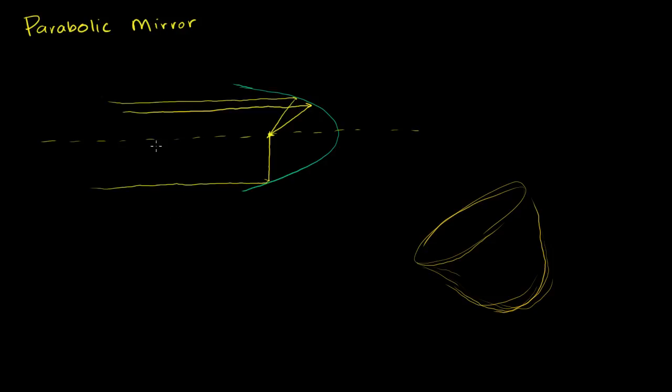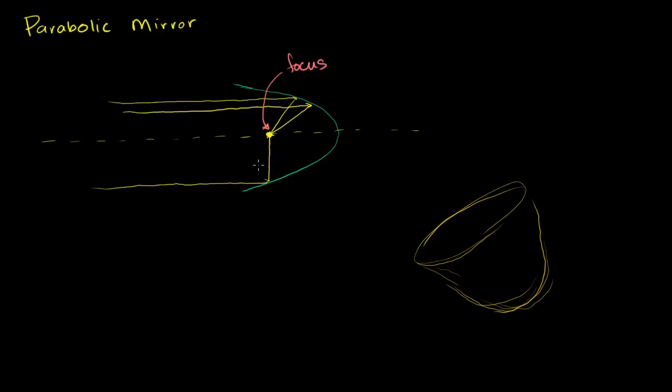Well, what's neat is any light ray that comes in parallel, any incident light ray that's parallel to the principal axis of this parabolic mirror, the reflected ray is going to go through the same point. I don't care where you hit the mirror. As long as it was parallel to the principal axis, the reflected ray is going to hit this point. And this point right here is the focus. This is the focus of the parabolic mirror.